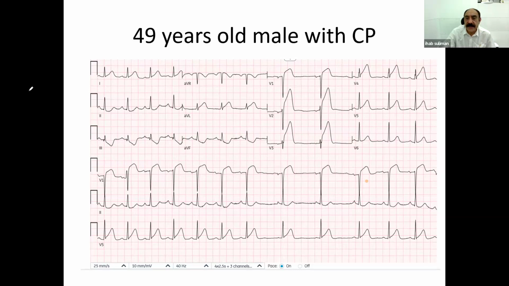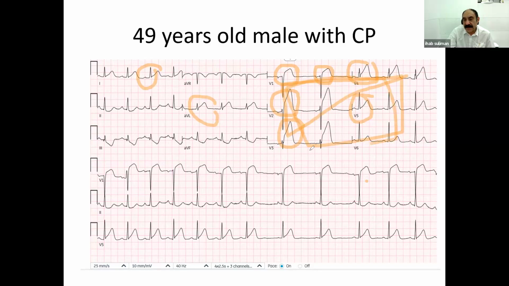Excellent. So Sayer, you are right. So V1, there is a significant ST elevation. There is also ST elevation in V2, V3, V4, V5 to V6, not convincing, but maybe lead 1 and AVL. So this is like extensive anterior or anterolateral ST segment elevation.